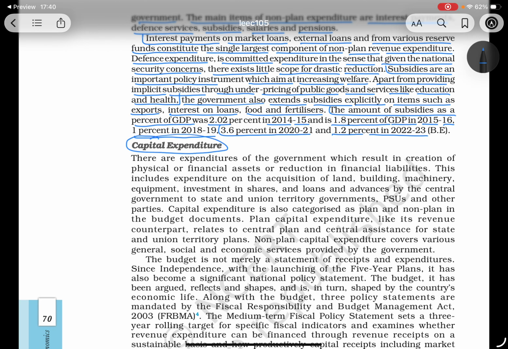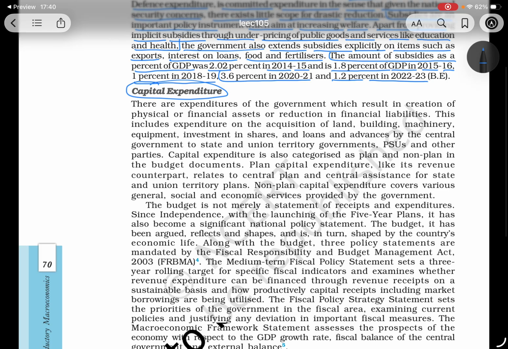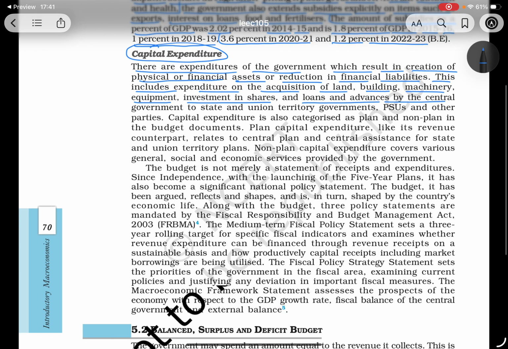Now, capital expenditure. These are expenditures of the government which result in creation of physical or financial assets or reduction in financial liabilities. This includes expenditure on the acquisition of land, building, machinery, equipment, investment in shares, and loans and advances by the central government to state and union territory governments, PSUs, and other parties.